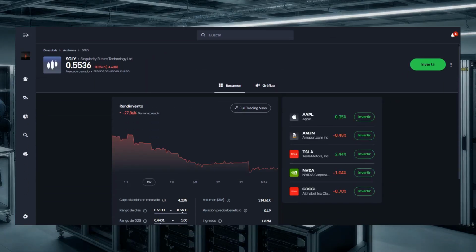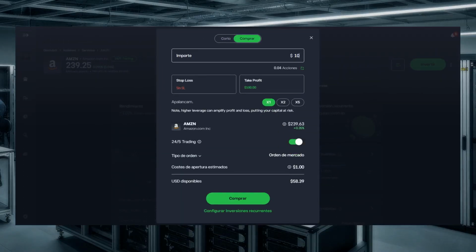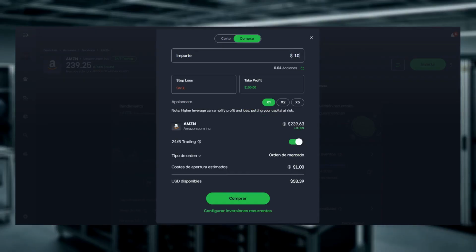On the asset page, review the company's summary and the price chart to understand recent movement. Confirm the listing clearly indicates Singularity Future Technology Ltd on NASDAQ before proceeding. Tap Buy or Trade, enter the amount you want to invest, then review the order details and confirm to place the trade.